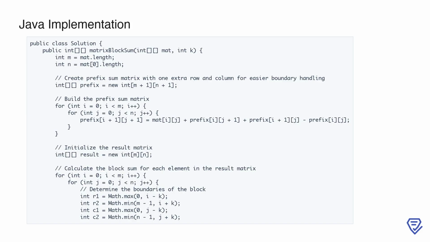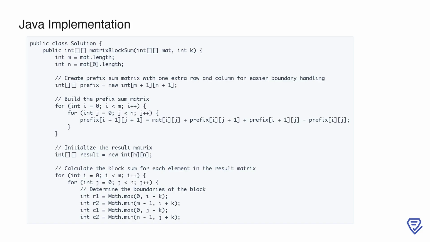Next, we populate the prefix sum matrix. For each cell in the original matrix, the corresponding cell in the prefix sum matrix is calculated as the value of the current cell in mat, plus the sum of the values from the row above and the column to the left, minus the overlapping region already counted at the top left diagonal. This formula ensures that every cell in the prefix matrix represents the cumulative sum of the rectangle from the top left corner down to that cell. Once this step is complete, we initialize a result matrix to store the final answers.